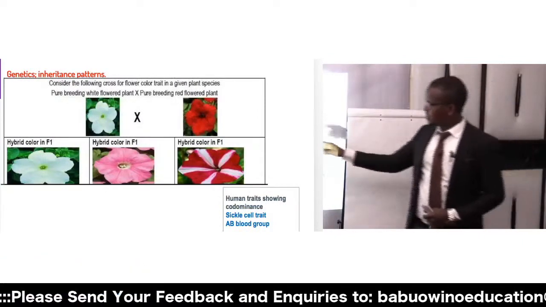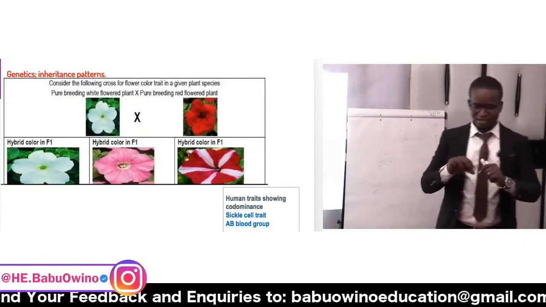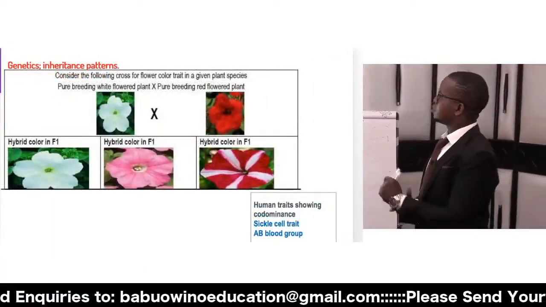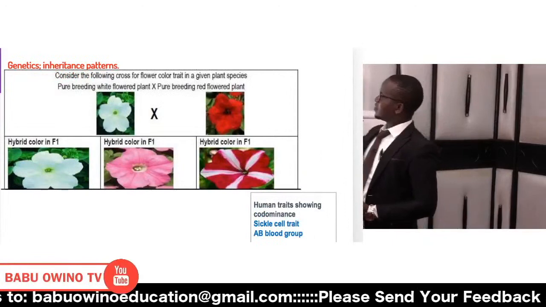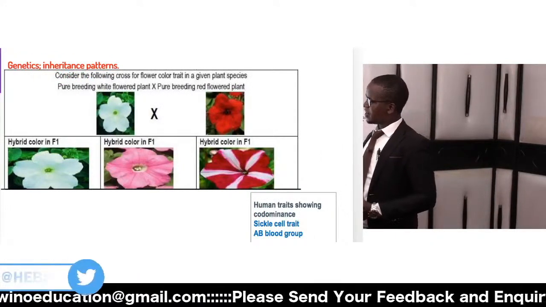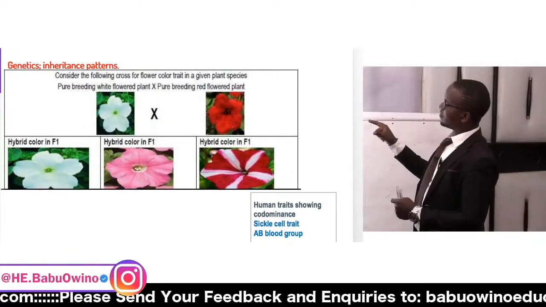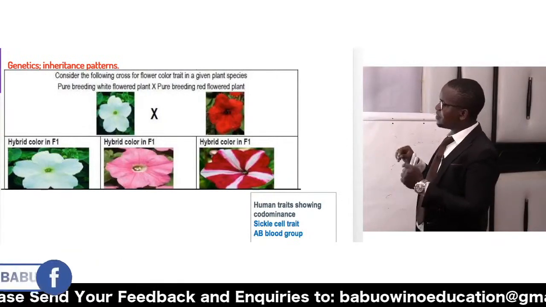But we always have main issues with the other two, which in some literature are treated as if they are referring to the same thing while they are not. Sometimes if you cross a red flowered plant and a white flowered plant, you end up finding that in the F1 offspring, all the plants produce pink flowers.